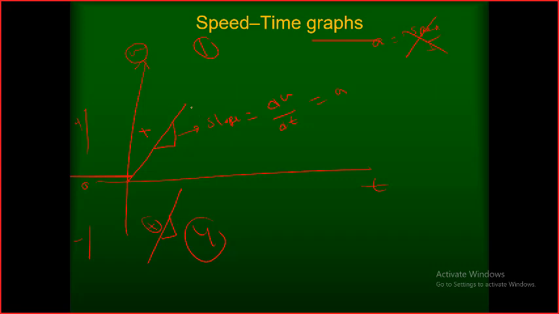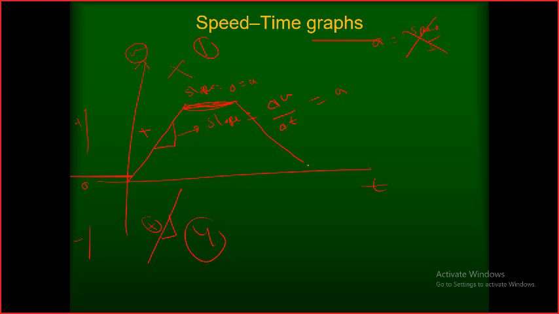Okay, let's talk about something else. What about this line, this flat line? How much is the slope of this line? Zero. So the acceleration also is zero. What does it mean when the acceleration is zero? The object is moving with a constant velocity.